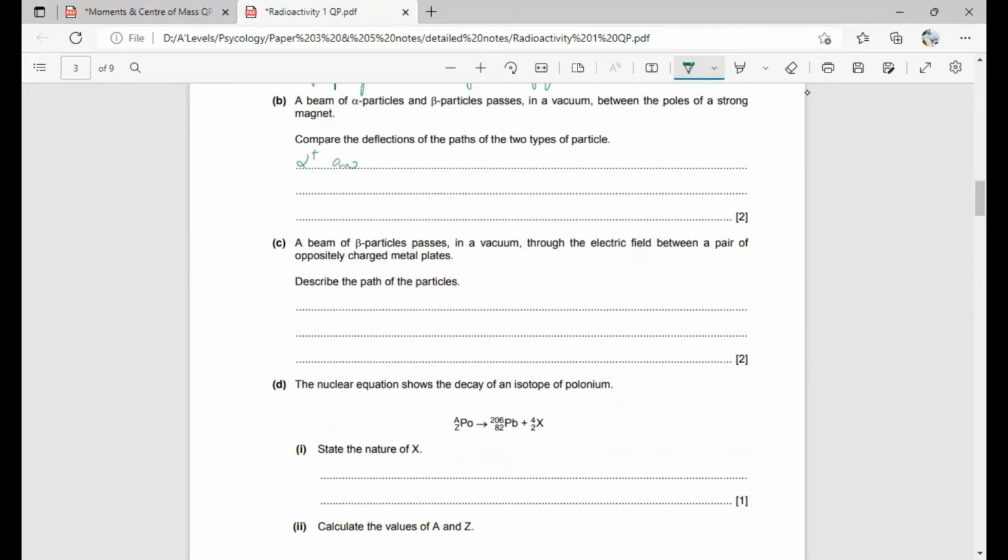Alpha positive and beta negative are deflected in opposite directions, right? Beta particles are deflected more than alpha particles. Okay, so you can mention this here.